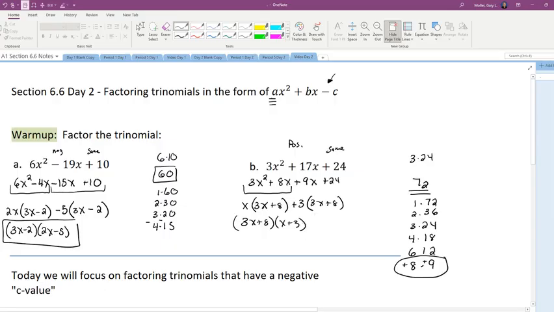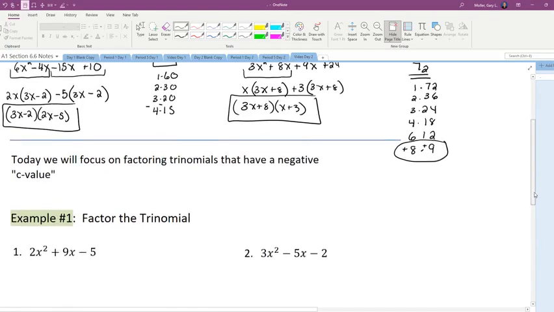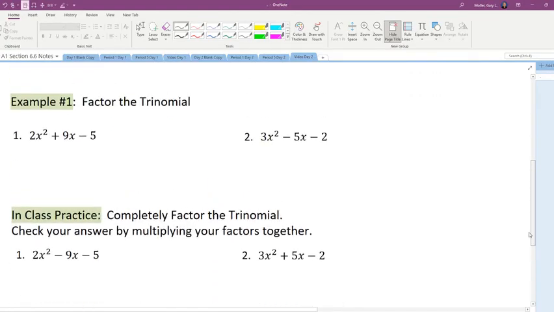All right, so today we're going to be doing exactly the same thing. The only difference is now we're going to be looking for the factors that subtract to be the middle number, and we've got to pay really close attention to which one gets the positive and which one gets the negative. And that's it. Nice and simple. So today we're just going to do several problems here.